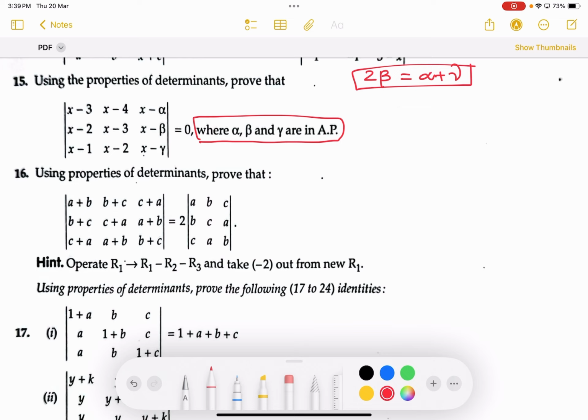So first make alpha plus gamma in the determinant. So row 1 plus row 3. Row 1 plus row 3, very good, because here alpha is there, here gamma is there. Do first R1 replaced with R1 plus R3. What will happen? X minus 3 plus X minus 1. So it will become 2x minus 4. Because we are adding, 2x minus 6. So 2x minus of alpha plus gamma. Correct? Next one. X minus 2, X minus 3, X minus beta.